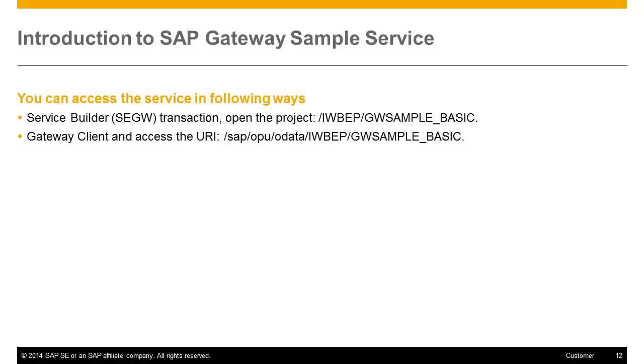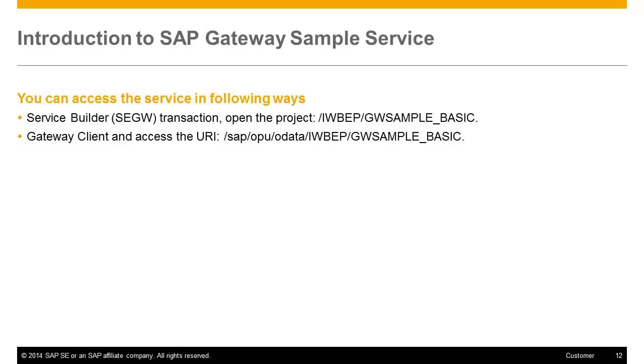To open the SAP Gateway Sample Service in the SAP Gateway Service Builder, open the project IWBEP GW sample_basic. This will give access to the service project itself, so you can see the service structure and definition. Alternatively, if the SAP Gateway Sample Service is already activated in your system, open the SAP Gateway client and access the URI shown on the screen. You can perform all the service operations by constructing the URI further.